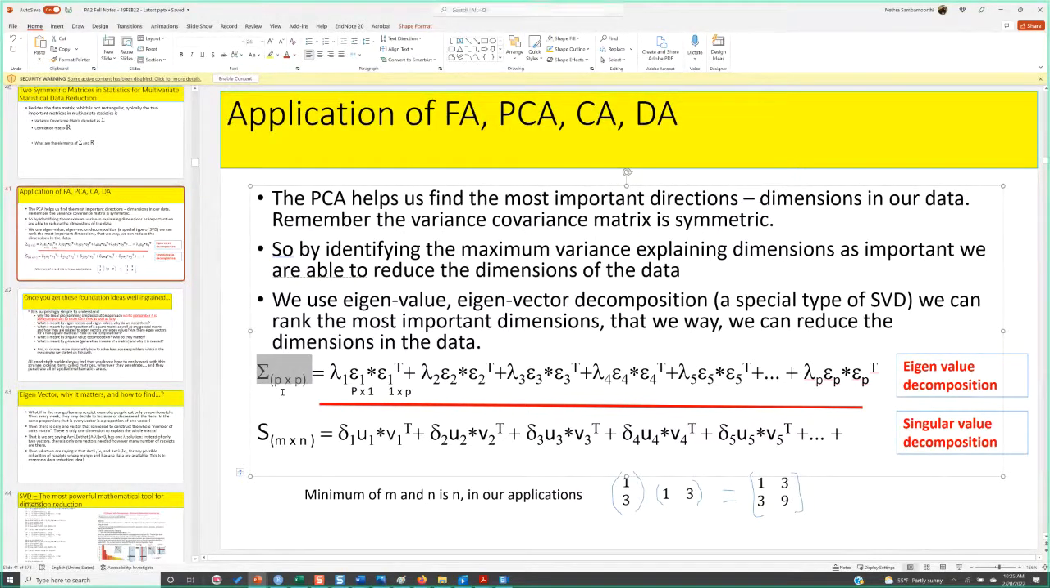That is what this statement is. Here, epsilon is your first eigenvector. You use the transpose of that, and then it is a matrix. This is P by 1, this is 1 by P, so this becomes a matrix, right? Yes. And then I scale the matrix by lambda 1.